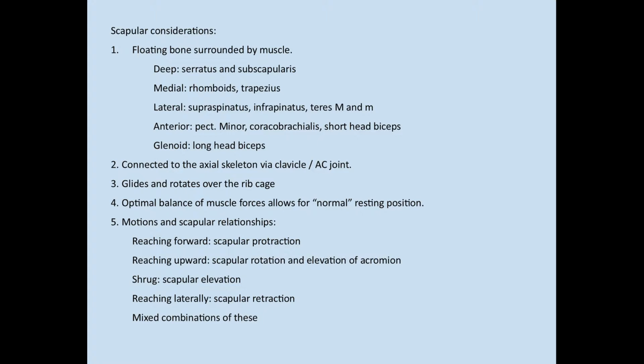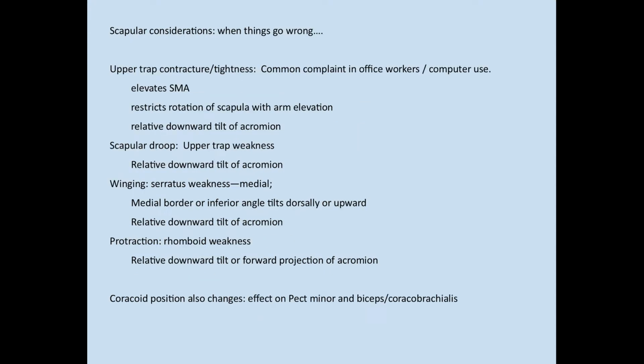It is also connected to the axial skeleton via the clavicle and the AC joint. It glides and rotates over the rib cage. Optimal balance of the muscle forces allows for normal resting position. Motion and scapular relationships include reaching forward, which involves scapular protraction, reaching upward, which requires scapular rotation and elevation of the acromion, a shrug, which includes scapular elevation, and reaching laterally, scapular retraction. There may be various mixed combinations of these independent motions.